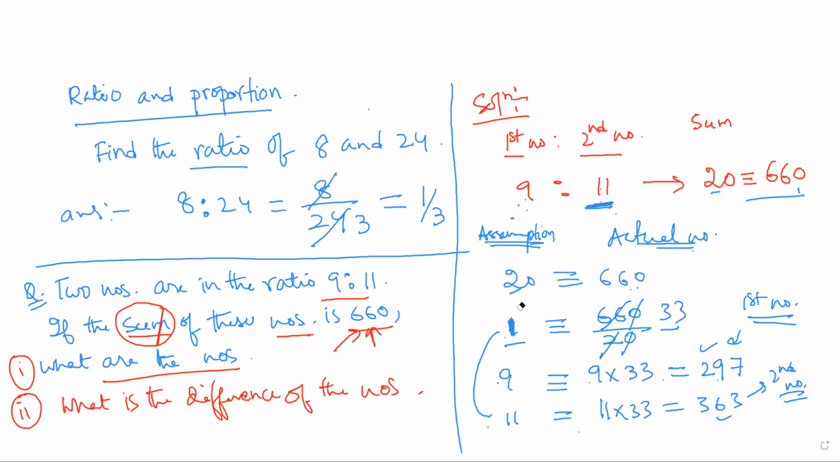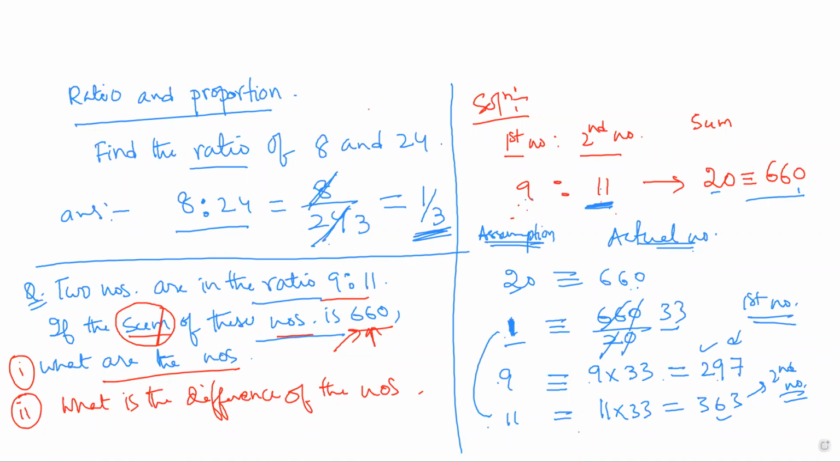But anyway, in ratio, if you take the ratio of 8 to 24, you take 8 divided by 24. 8 cancels 3 times, so the ratio is 1/3. Okay, got it? You will understand it with practice. We will do it with concepts, all right. Then we come to the second question.